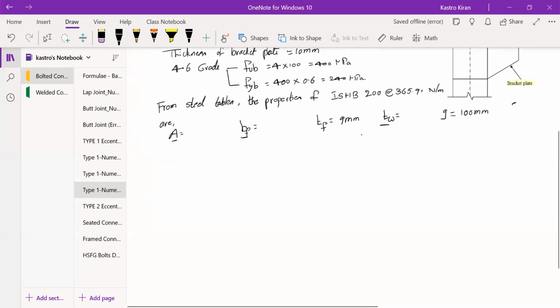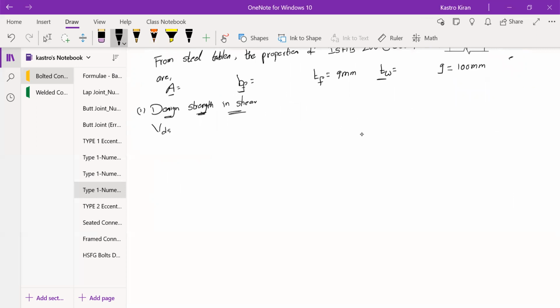Now let's solve the problem. The first step is the design strength in shear. Design strength in shear, that is VDSB, equals VNSB by gamma MB. So let's solve for this. VDSB equals VNSB, and the formula is FUB by root 3 into (NN ANB plus NS ASB) into 1 by gamma MB.